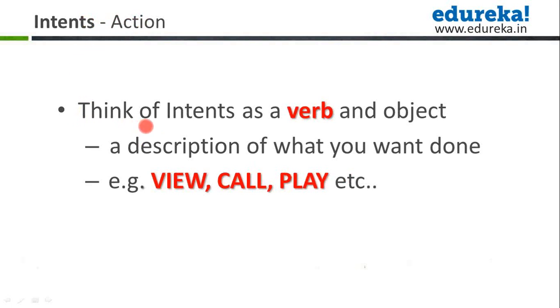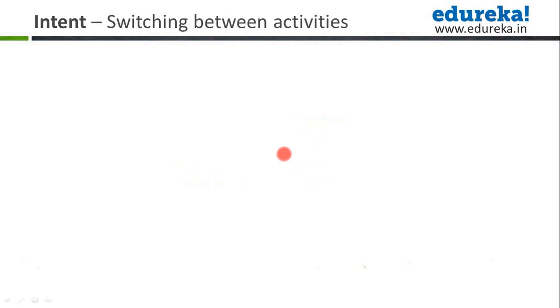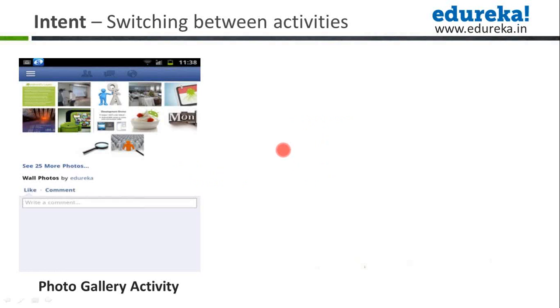The description of what you want to do or what you want to be done on any activity is called an intent. I'll give you some examples. You want to view a photo. You want to call a friend. You want to play a video. View, call, and play are actually the verbs and are actually describing what you want to do. These are called intents. To understand it in a very simple way, let us see this example, right?